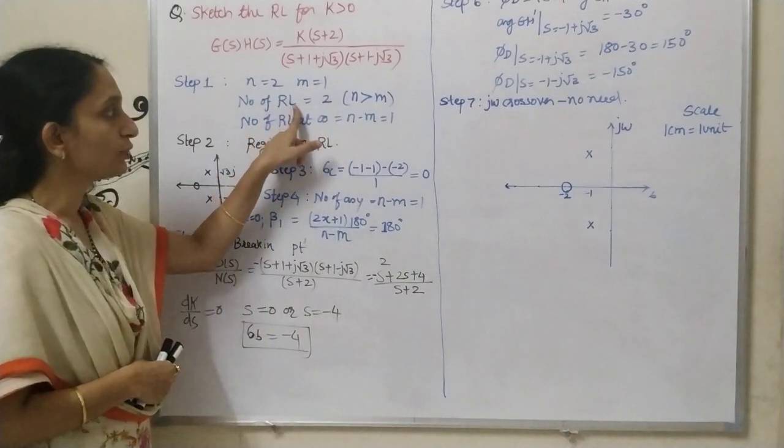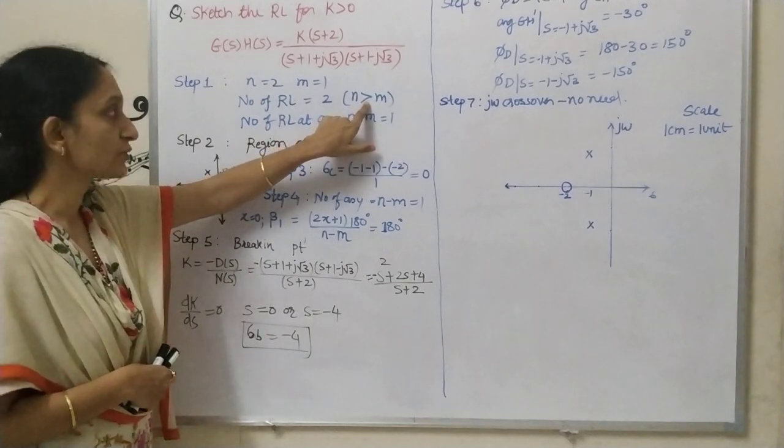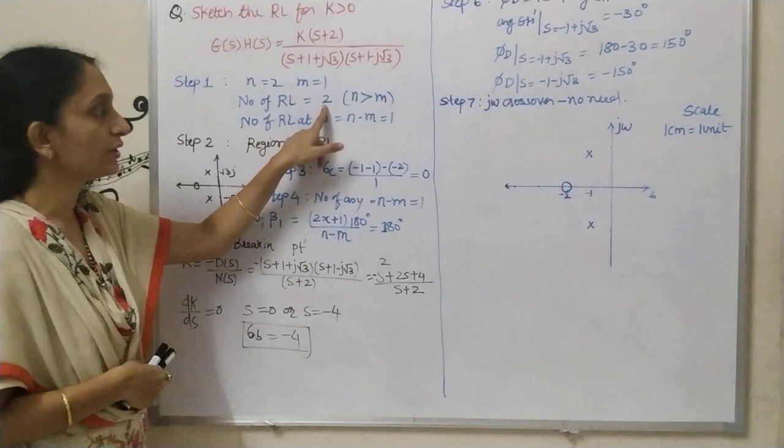So the total number of root loci I am writing here is 2, because whichever is greater, n or m, will give you the total number of root loci. So n is greater than m, so here we are getting 2.